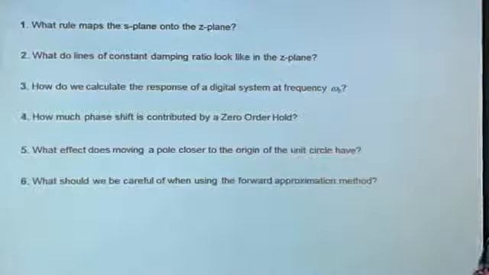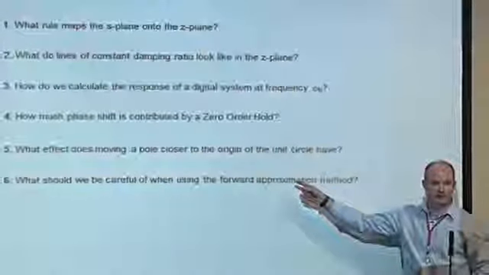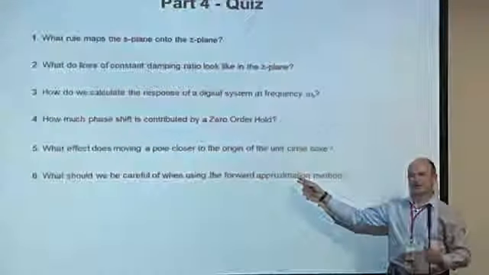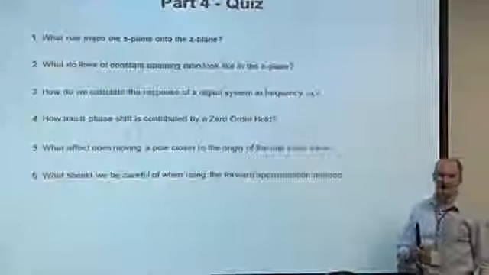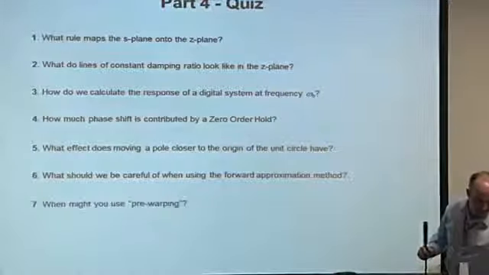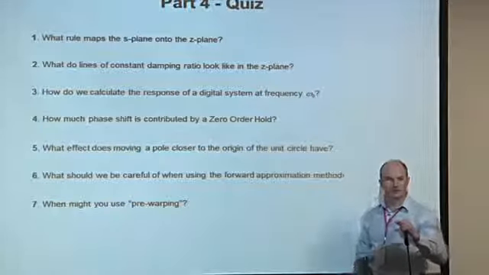Okay. What should we be careful with the forward approximation method? Yep. It's the only one, wasn't it, that didn't guarantee a stable response after we'd applied it. Depends on the sample period, that's right. When might you use pre-warping? In other words, which technique do you use it with?